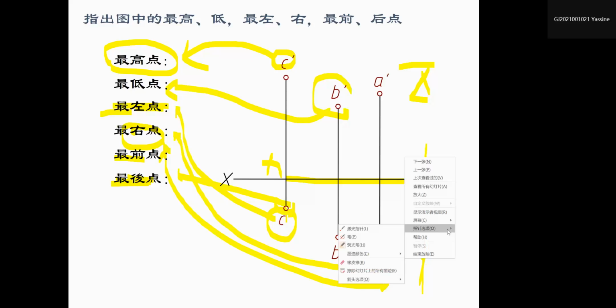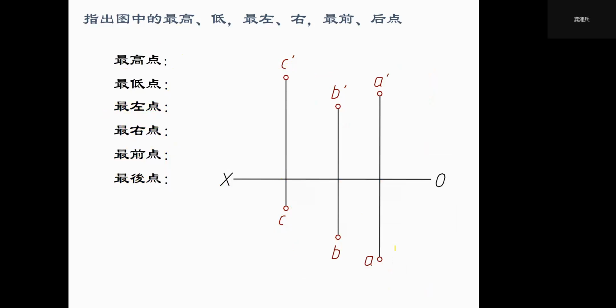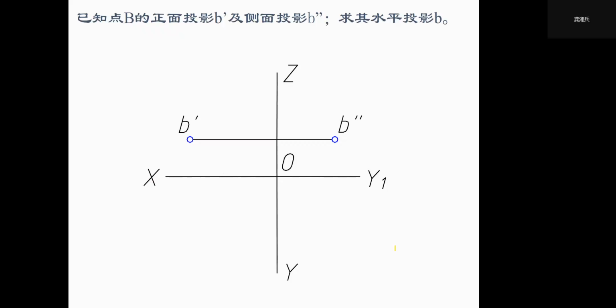Then we will review this one. So use for the relative position of 2 points, you can tell the visibility. So this one is also related with your visibility determination for the accumulated point here. So on the topest is C, on the lowest is B, on the left is C, on the right is A, in the front is A, in the back is C. This is the answer. Okay. So we go directly to this one.